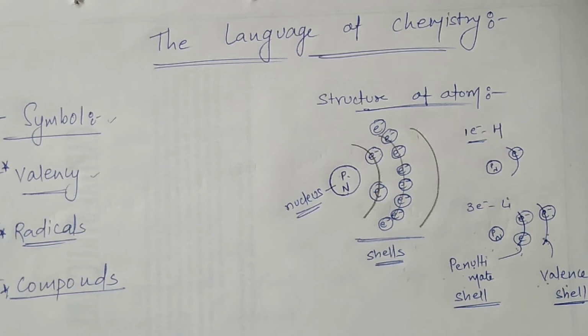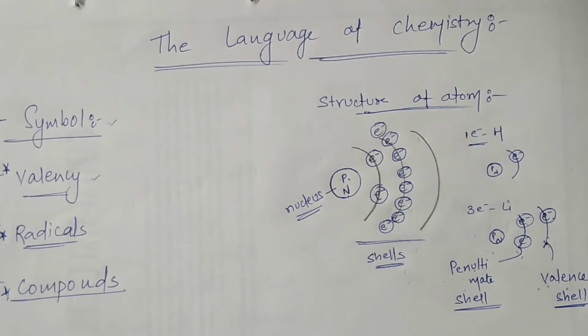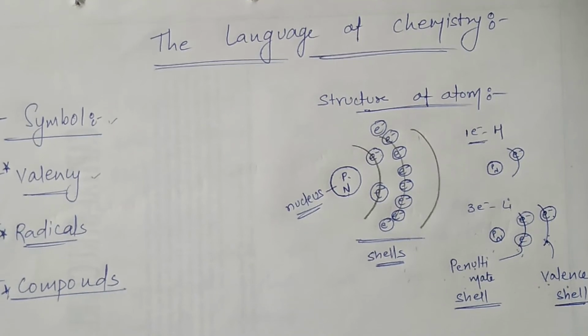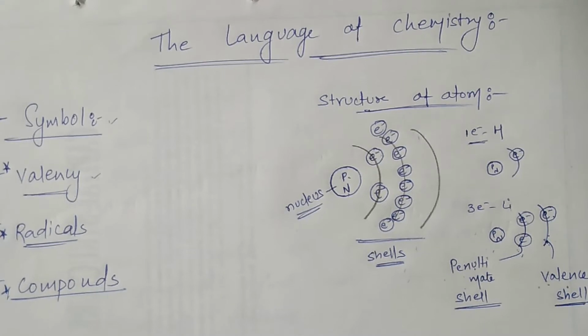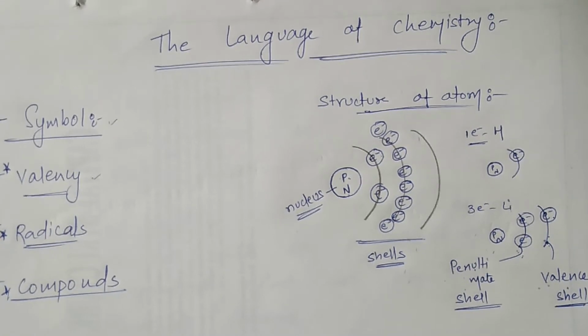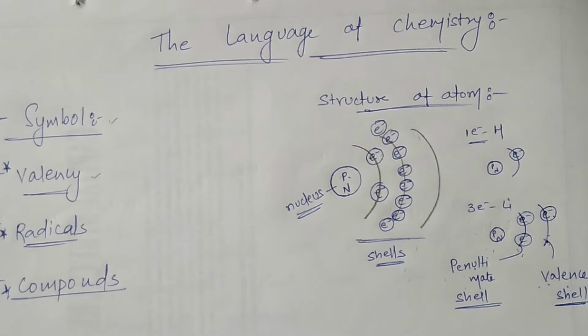Okay, hello students. So this video is specially made to understand the terminologies for this particular chapter, that is language of chemistry. All right. So first, there are certain terminologies to be understood over here. What are symbols, what is valency, what is variable valency, what are radicals, what are compounds, etc., etc. But before that, I would like to understand something about the structure of atom.